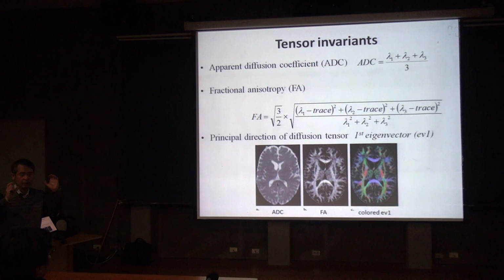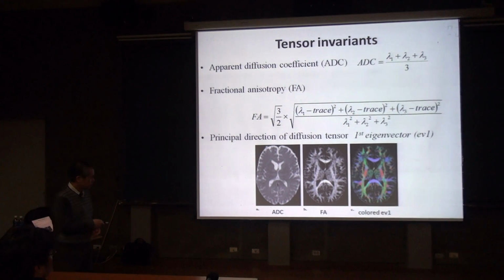Okay, and gray matter there are all neurons, and neurons have no spatial directional dependency. And this is the color map of the FA image. And this color means the direction of the first eigenvector. So we can see, we can use the direction of the first eigenvector to represent what the axonal direction is at each position.